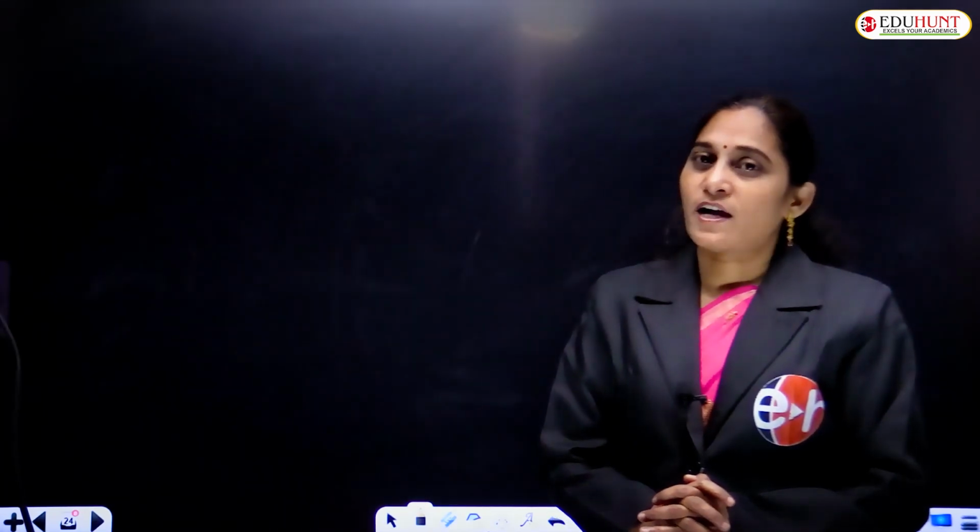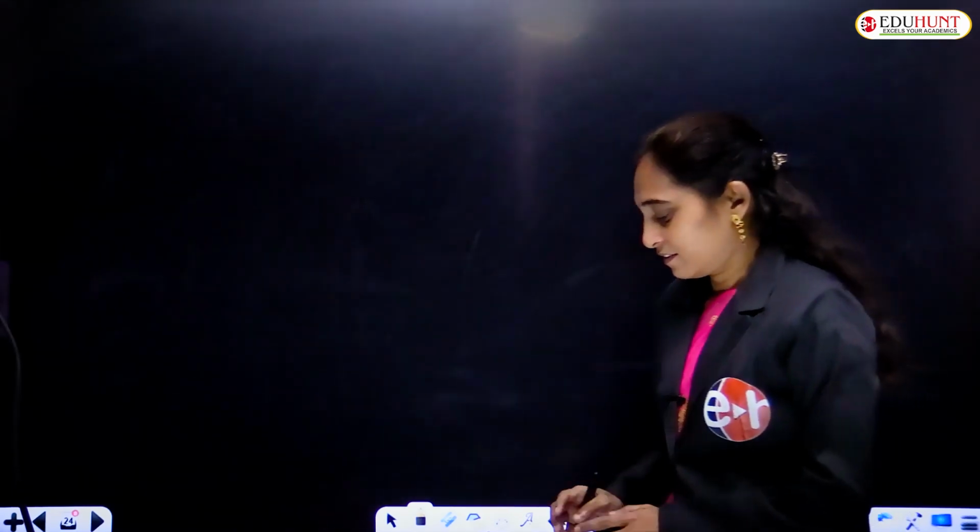In the previous sessions, we have discussed the nervous system, one of the types of nervous system, that is central nervous system. We know that nervous systems are of three types. Let us see the flow chart of types of nervous system.